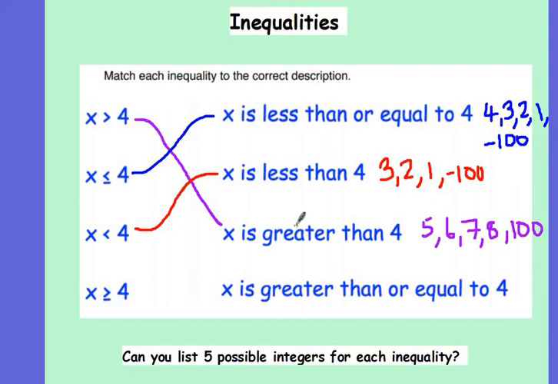And for the last one, I've got x is greater than or equal to 4, so x could be 4, 5, 6, 7, 1,000,000, any number that's greater than or equal to 4.